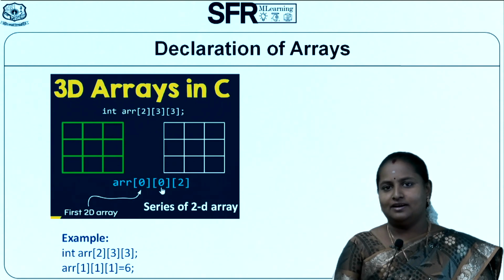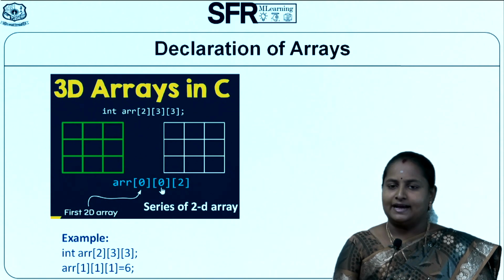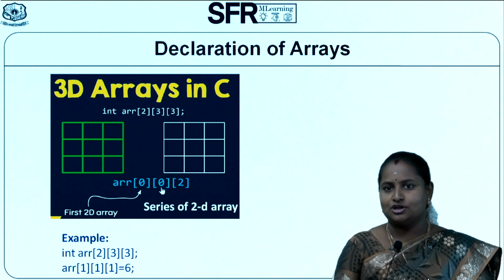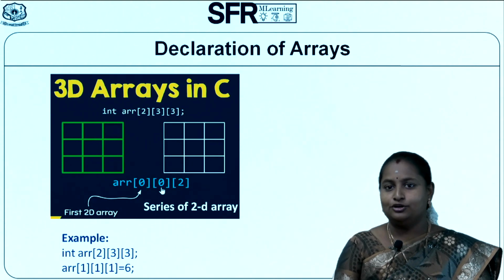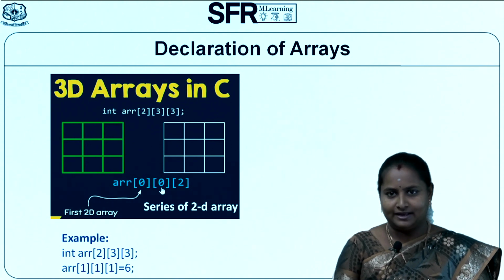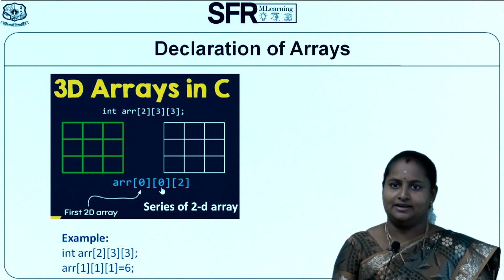In this example, I have specified a 3-dimensional array named ARR. Size 1 is 2, size 2 is 3, size 3 is 3. So, the second subscript and third subscript indicate the rows and columns of the 2D array. The first subscript indicates that there are two 2-dimensional arrays. So, a 3D array means a series of 2D arrays. In this example, I have specified a 3D array as a 3 cross 3 2D array.